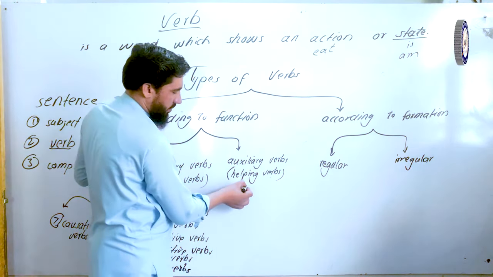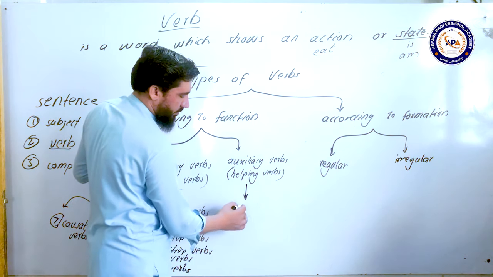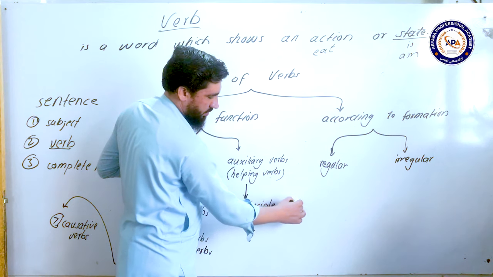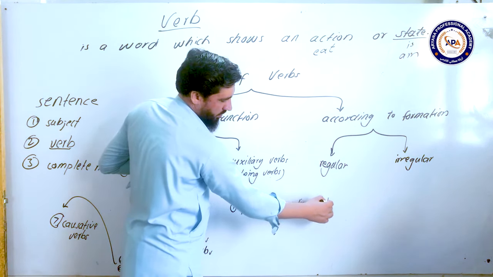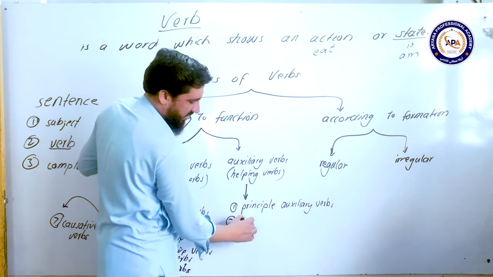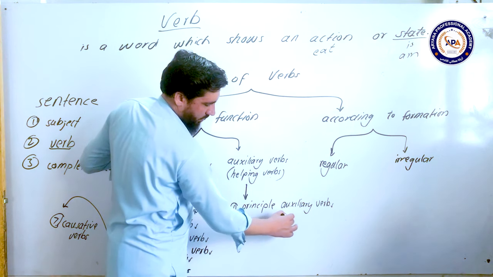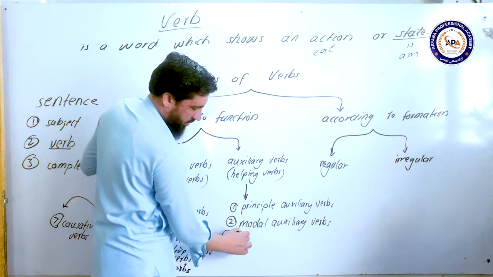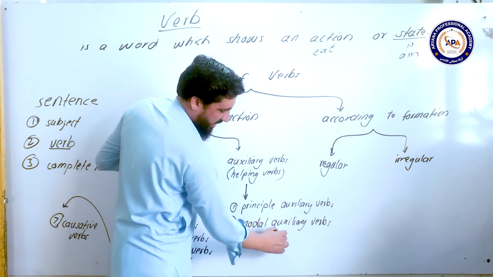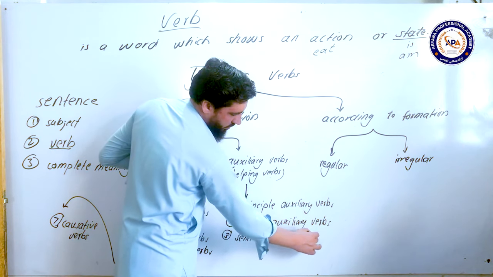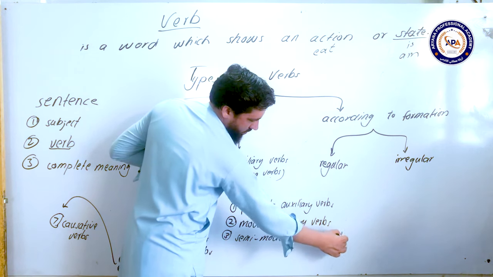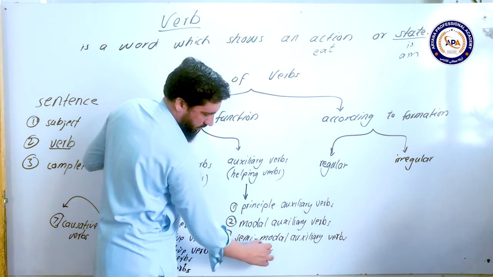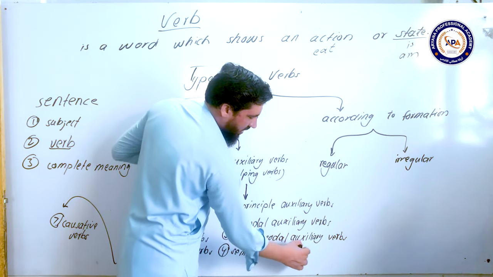And auxiliary verbs are principal auxiliary, modal auxiliary verbs, and so on. Number three, semi-modal or semi-auxiliary verbs. And number four, semi-auxiliary expressions.